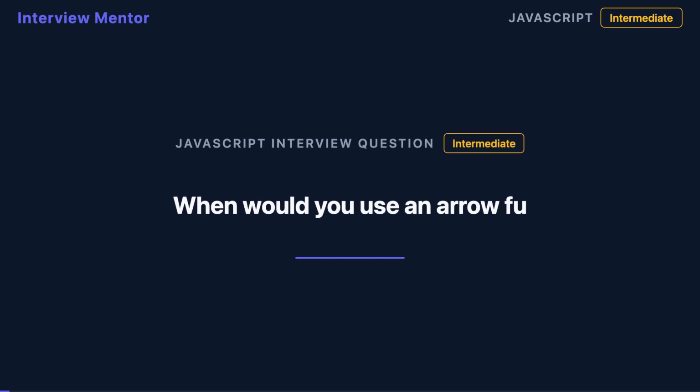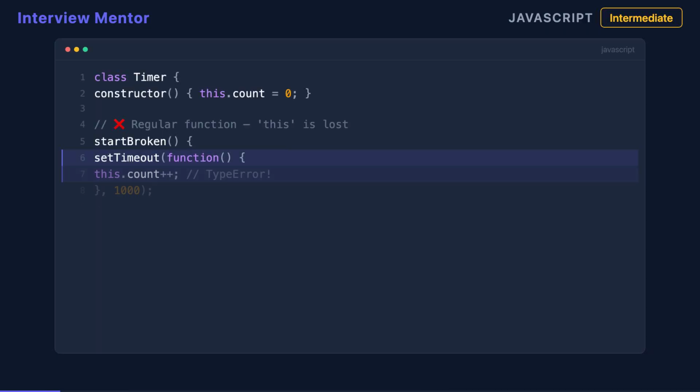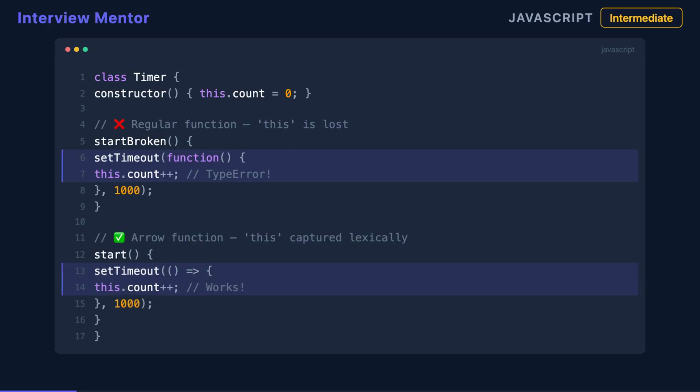Arrow functions look like shorthand for regular functions. They are not. They behave completely differently in JavaScript. The most critical difference is how this works. Regular functions create their own this binding based on how they are called, which can change unpredictably at runtime. Arrow functions don't have their own this at all. They capture it from the surrounding lexical scope.